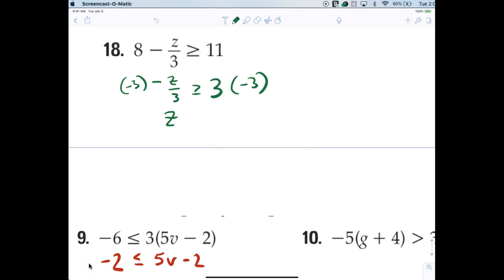What operation? Tell them. Why? Flip the sign when you multiply or divide by a negative. The sign changes when you multiply or divide by a negative. So this is less than or equal to -9. You have to write that down, guys. Come on.